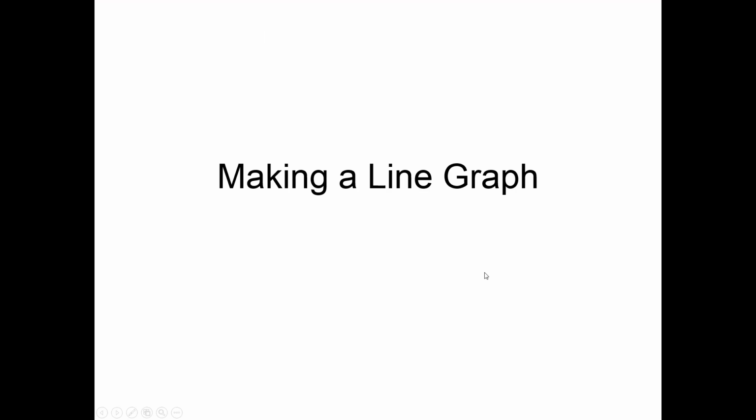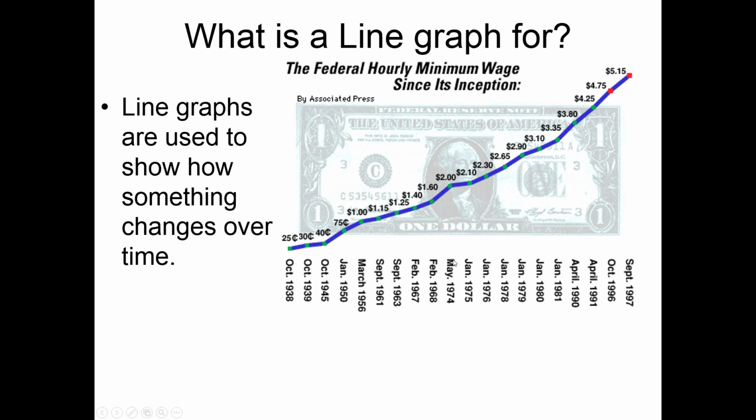Alright, so making a line graph. We went over bar graphs, now we have line graphs, and graphs are incredibly important to scientists. We use them all the time to help show data and to help people understand what your data says, because just looking at a table often doesn't create an image for people. Line graphs we use when we show something changing over time. So time is a very important factor in a line graph.